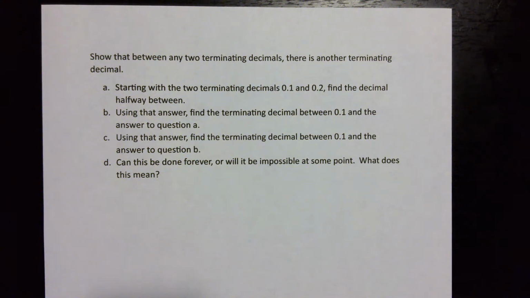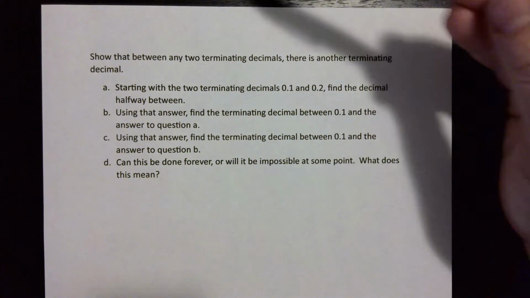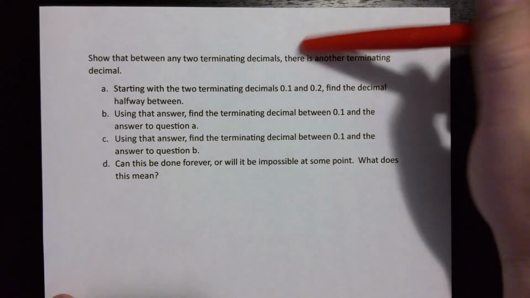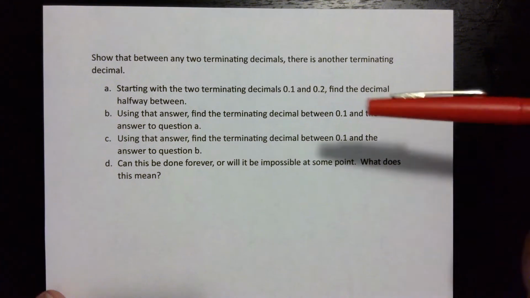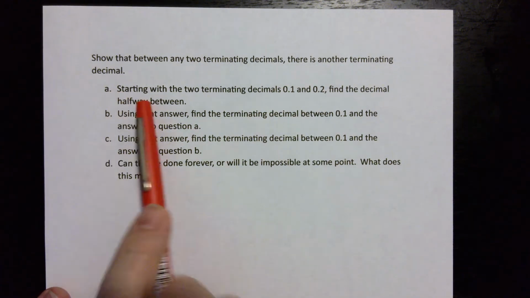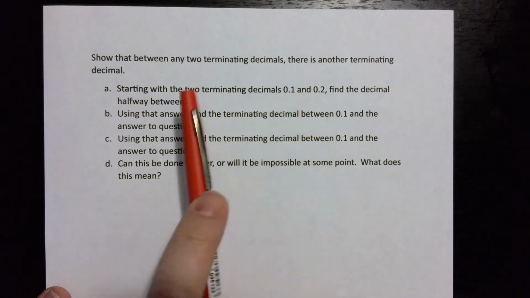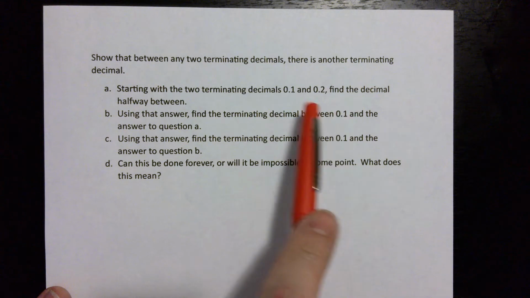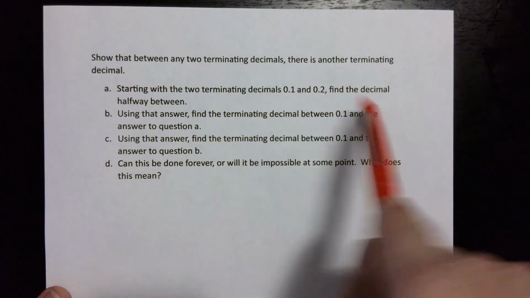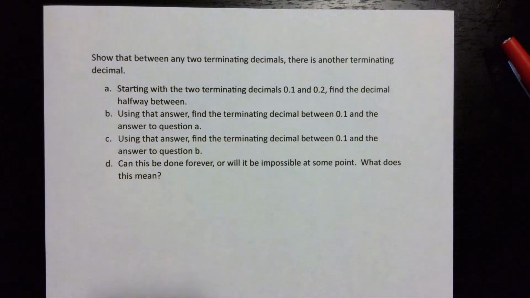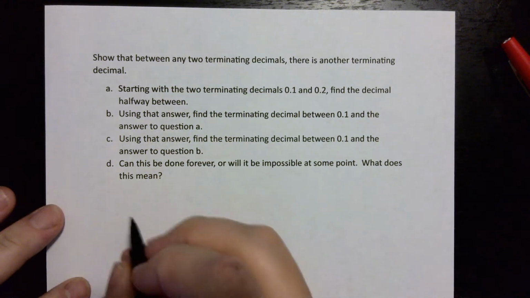In this problem, we're going to be looking at the number of numbers between any two decimals. The problem says show that between any two terminating decimals, there is another terminating decimal. We're going to prove this by starting with these two decimals, and terminating means that they don't go on forever. So 0.1 and 0.2, find the decimal halfway in between. To do this, you simply find the average or the midpoint between those two numbers.